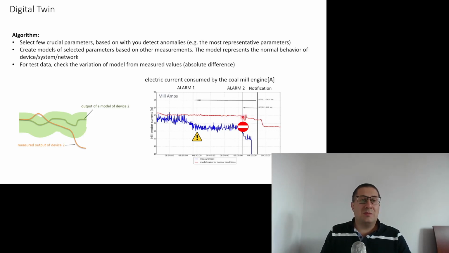So building a digital twin is also a way to deal with anomaly detection. And like I said, I will talk more about this topic in the next video related to predictive maintenance and failure prediction.